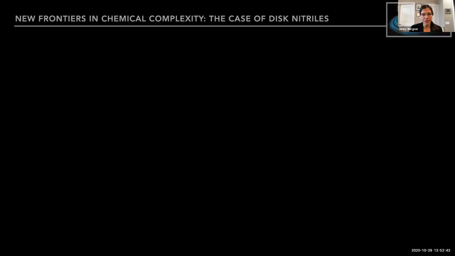So one of the big improvements that we've seen in recent years, thanks to ALMA coming online, is the ability to detect larger molecules in disks. And this gives us a much more holistic view of the chemistry that's actually going on in disks. So to illustrate this, let's consider the history of observing nitriles in disks. For any astronomers out there, a nitrile is just a molecule with a carbon-nitrogen triple bond.